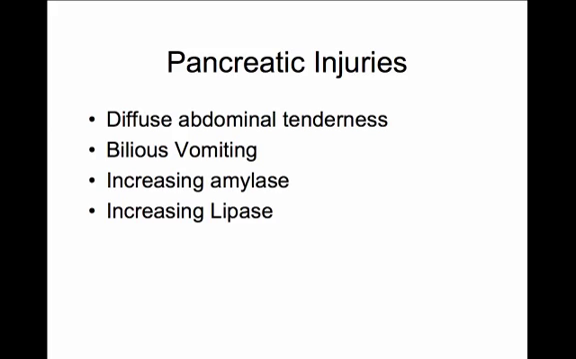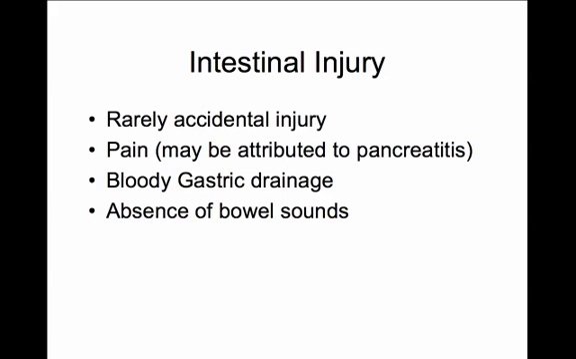When there's a pancreatic injury suspected, usually pain is all over the abdomen. It's diffuse tenderness everywhere. There's frequently vomiting associated with it that's bilious, and increasing amylase and lipase. In intestinal injuries, first of all, they are very suspicious because they're usually not accidental injury. There'll be a lot of pain associated with it that might initially be attributed to something like pancreatitis. They'll have bloody gastric drainage, so it could be coffee ground type of drainage coming out through vomiting, for example, and an absence of bowel sounds.